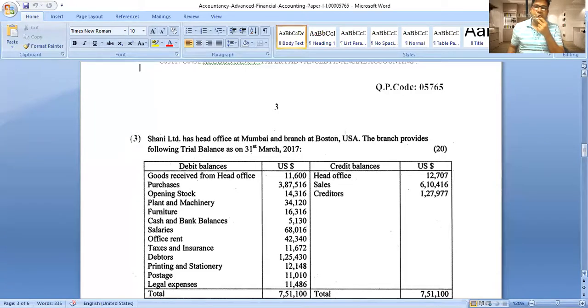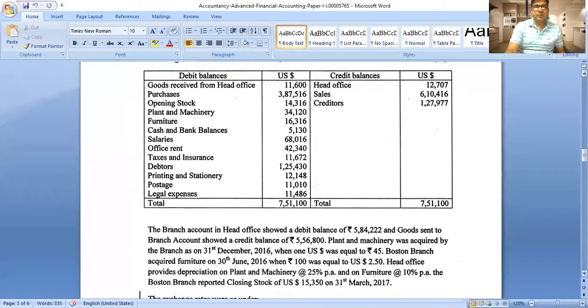Then the credit side: head office 12,707, sales 6,10,416, creditors 1,27,977. Total of both sides 7,51,100. The branch account in the head office shows a debit balance of 5,84,222, and the goods sent to branch account shows a credit balance of 5,56,800.